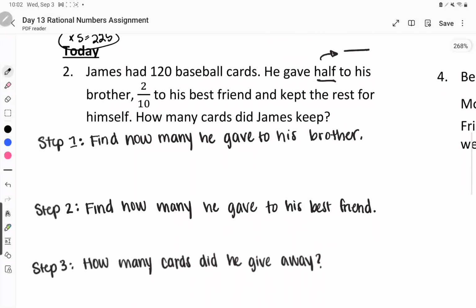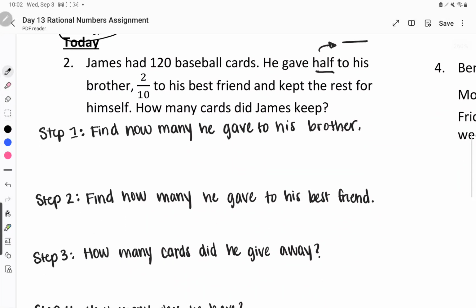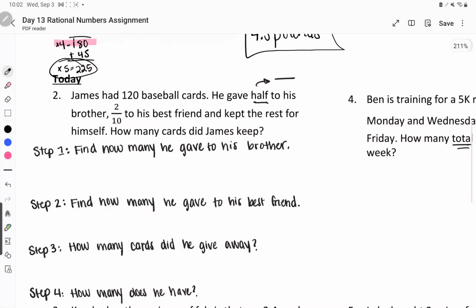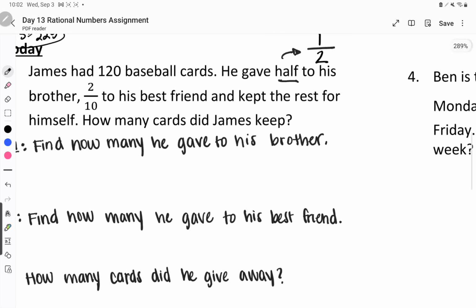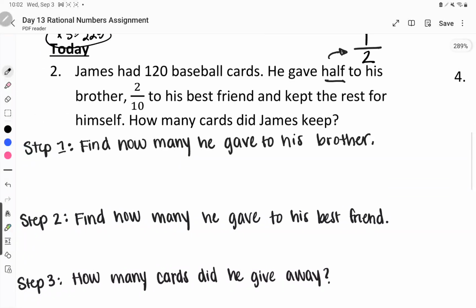All right, James had 120 baseball cards. He gave half to his brother. Now, half is a fraction, 1/2. 2/10 to his best friend and kept the rest for himself. How many cards did James keep? Now, he gave half of the cards to his brother. That means we take the 120 and we split it in half. Well, when we're splitting something in half, we're dividing it by 2.